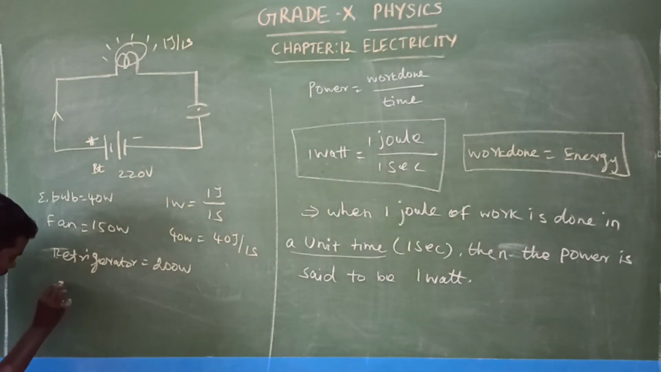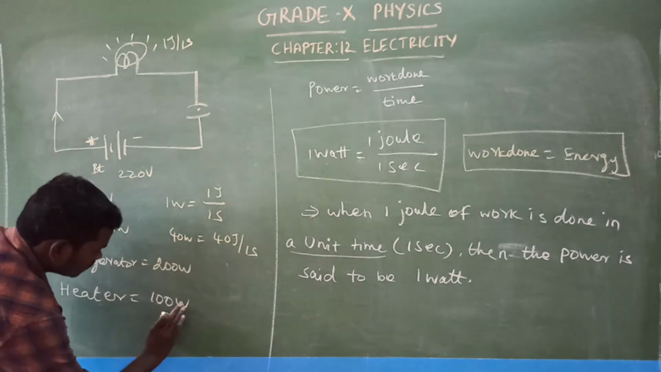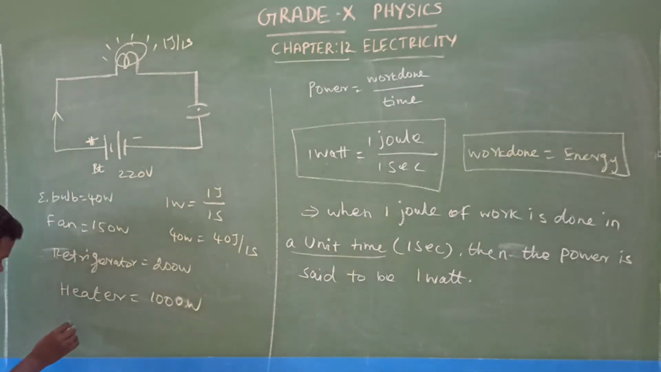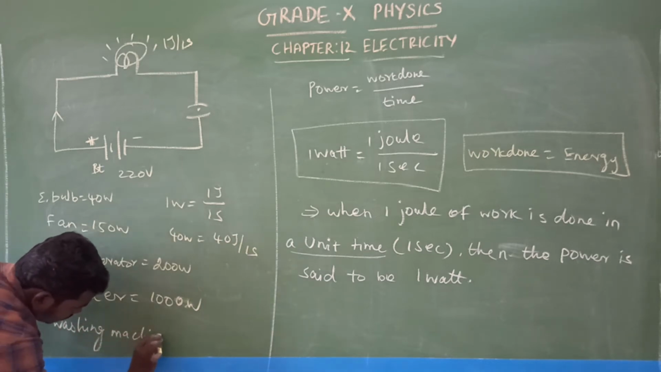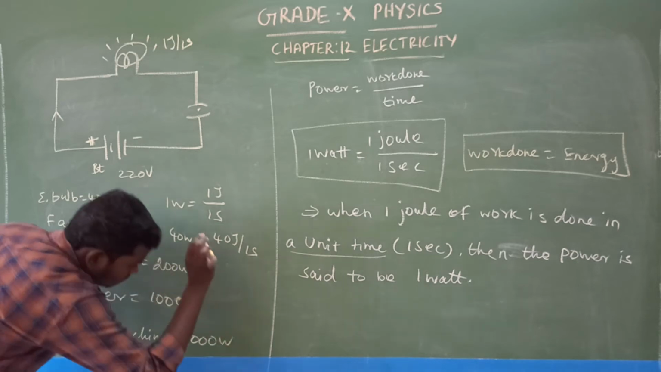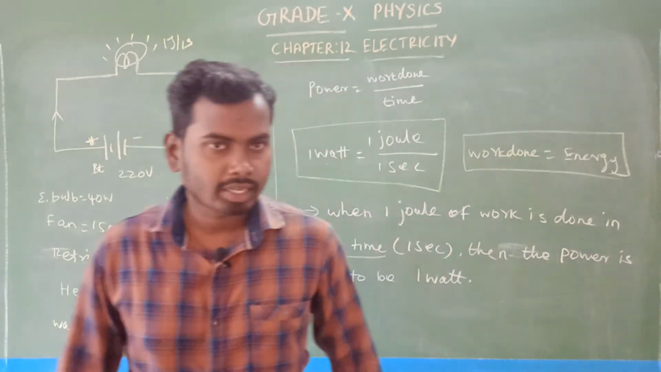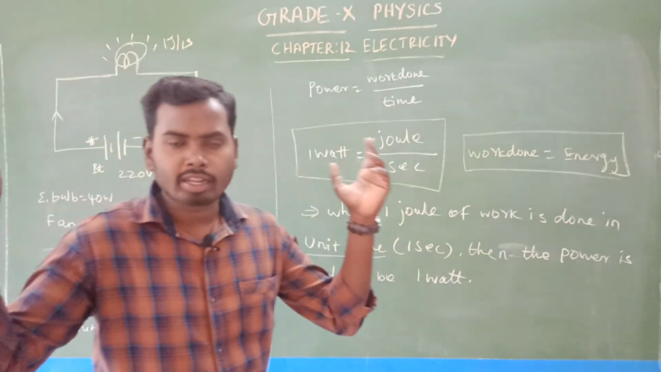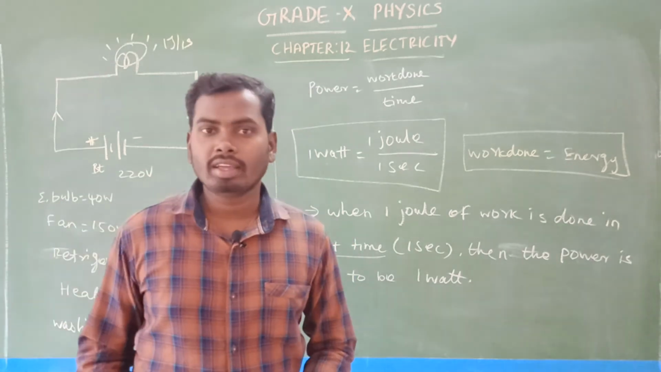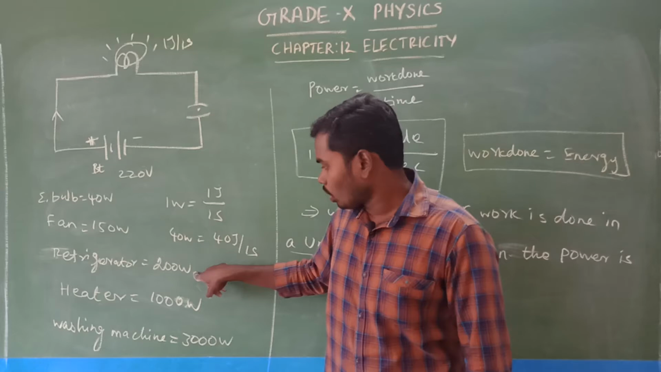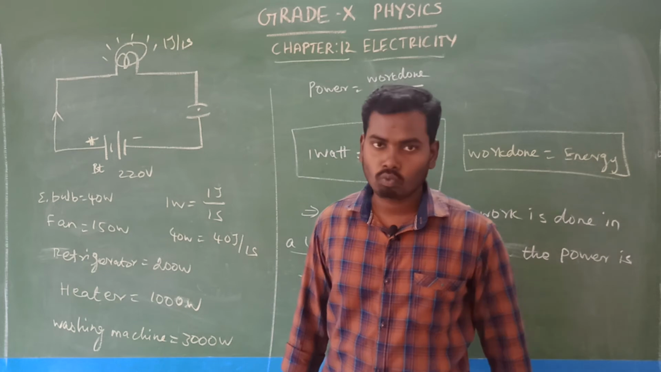Next, the water heater. The water heater power rating is 1000 watt. Then the washing machine. The washing machine power rating is 3000 watt. Is it clear, students? Look here. For example, the tube light power rating is 40 watt, the fan power rating is 150 watt, the heater power rating is 1000 watt, the washing machine power rating is 3000 watt.